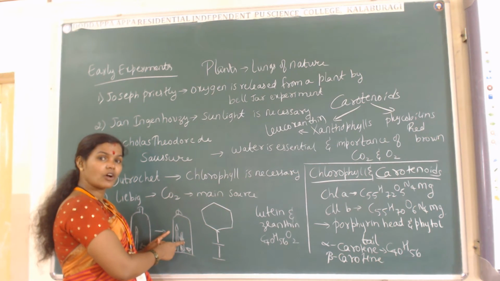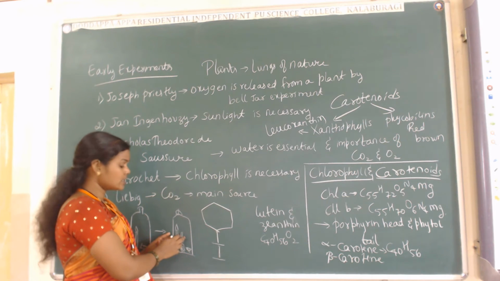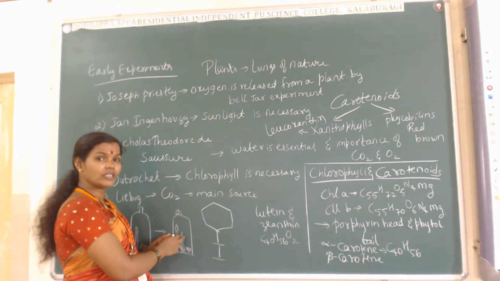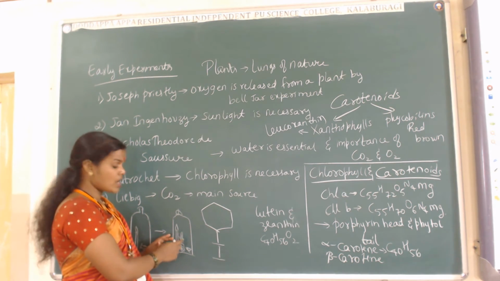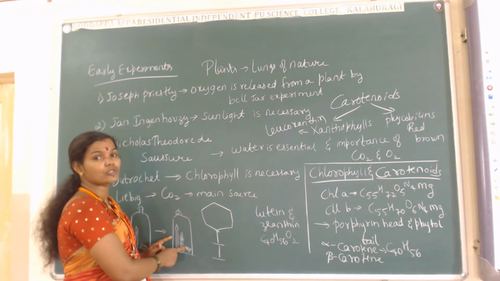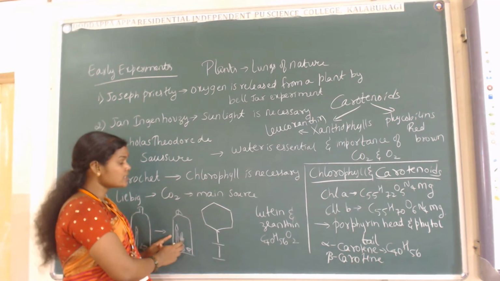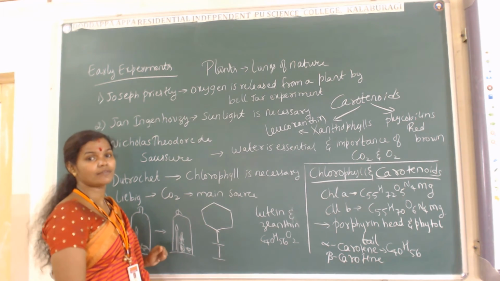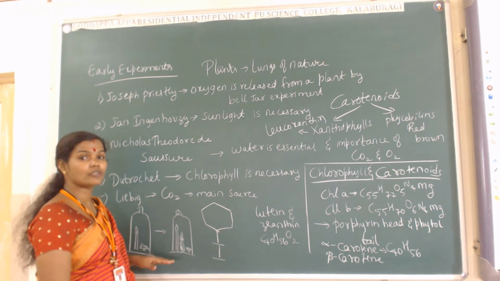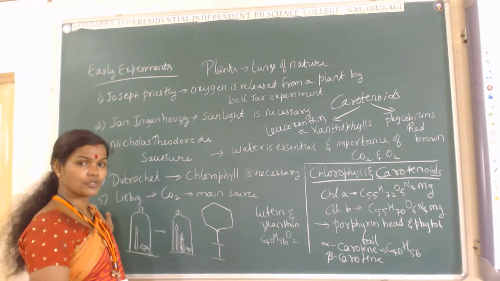So all these raw materials which are required for photosynthesis are available here, and simultaneously it is undergoing the process called as photosynthesis. As it is undergoing the process called as photosynthesis, the mouse is going to survive in the bell jar. Why? Because it is getting the oxygen. So this is proving that oxygen is released from the photosynthesis. This is called as what? Bell jar experiment. Understood? So hope so you have understood.